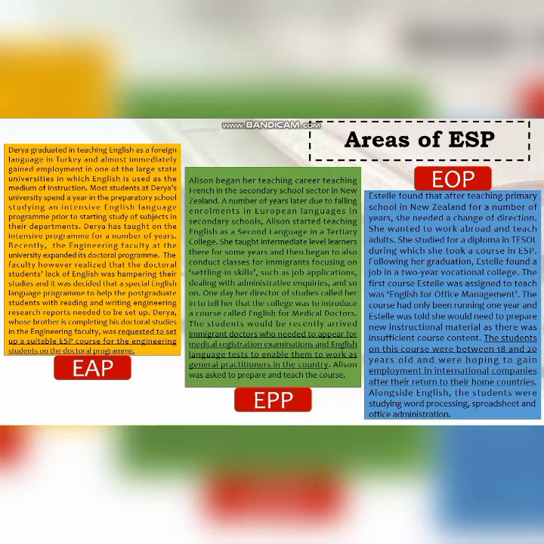See the second example, the second scenario in areas of ESP. It is English for professional purposes. Professional, this is the academic one, this is the professional purposes. Okay, let's read it. Alison began her teaching career teaching French in the secondary school sector in New Zealand. A number of years later, due to falling enrollments in European languages in secondary schools, Alison started teaching English as a second language in a tertiary college.